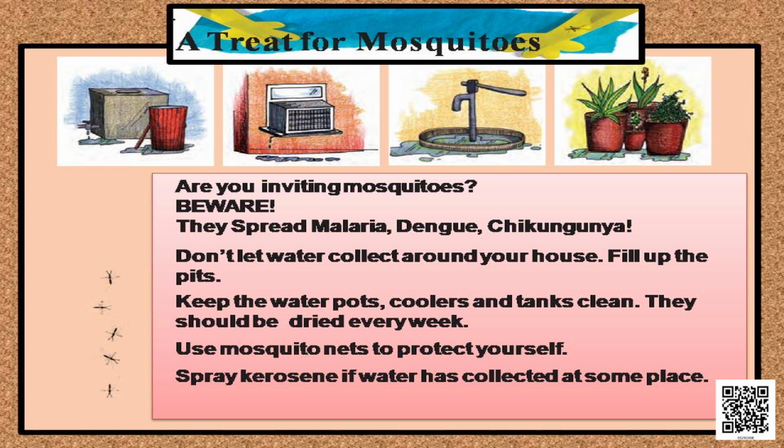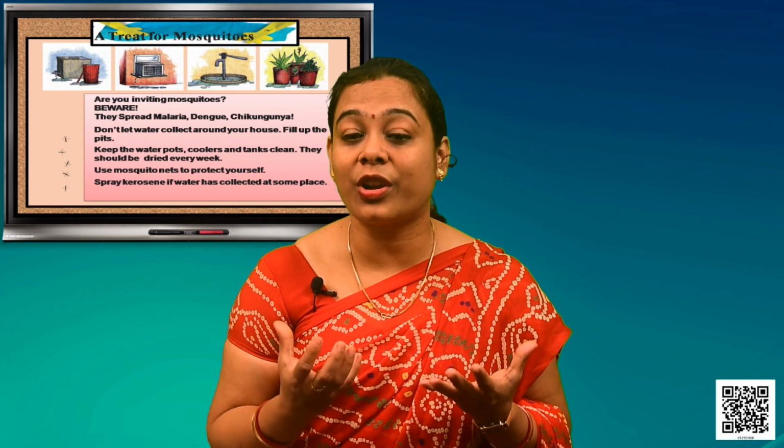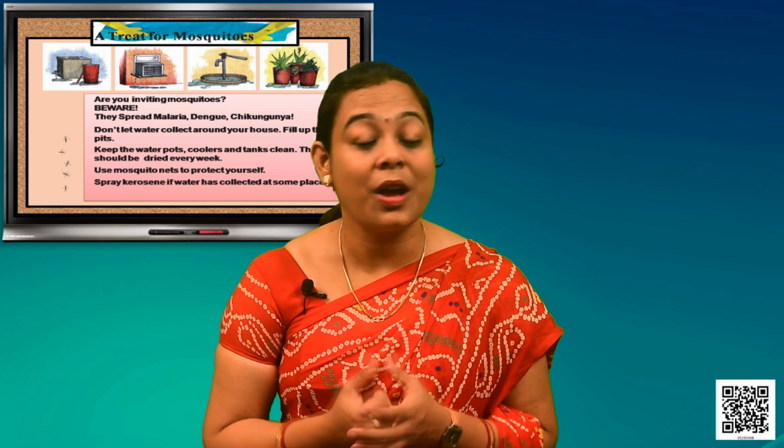So what steps can we follow to avoid these diseases which are spread by mosquitoes? Don't let water collect around your house. Fill up the pits. Students, you should know that water which gets collected for a longer period of time becomes stagnant, and that is the best place for the breeding of mosquitoes. So whenever you see any such pits or places with stagnant water, please don't allow the water to stay stagnant and collect around your house.